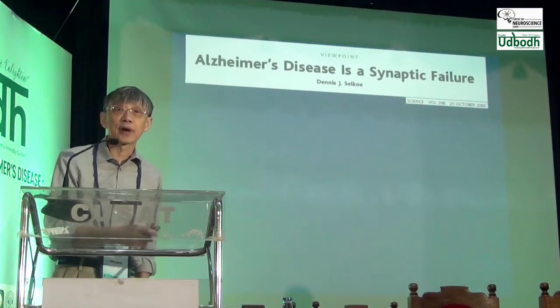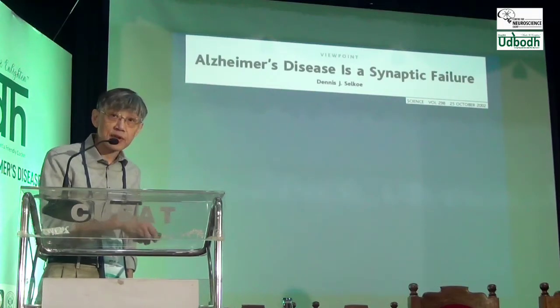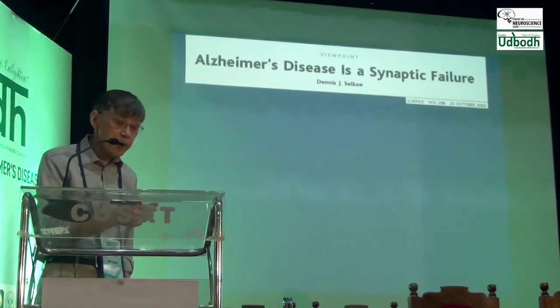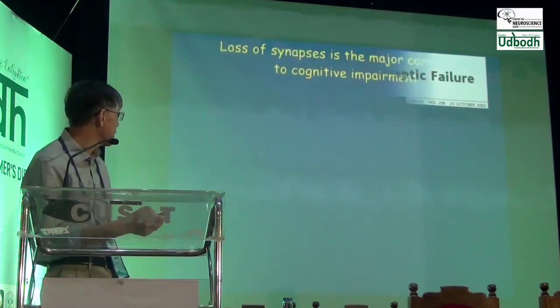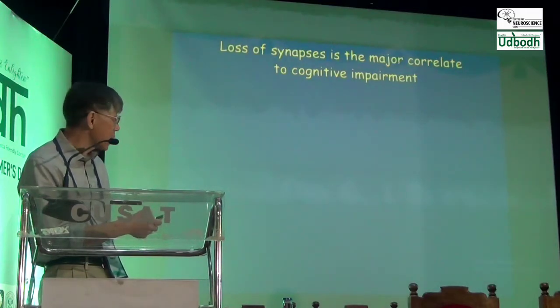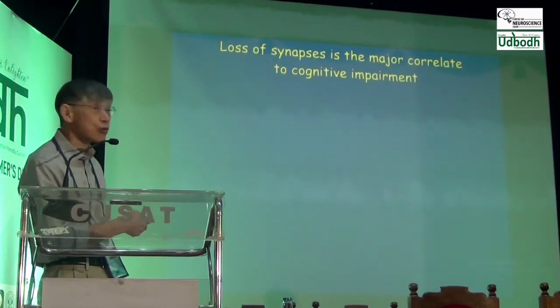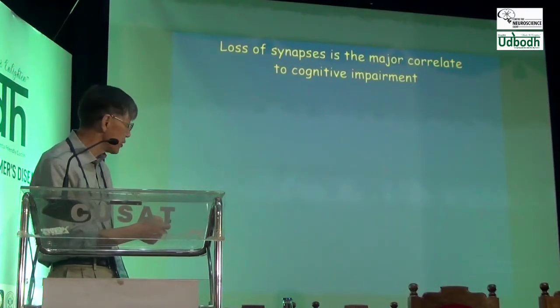Okay, so this is a rather prophetic statement from Dennis Selkoe from 2002, and he turns out to be quite correct, which is that the underlying pathophysiology of Alzheimer's disease that leads to cognitive impairment is in fact a dysfunction at the level of synapses. And loss of synapses has been shown by a number of laboratories to be the major correlate to cognitive impairment in individuals affected by this disorder.